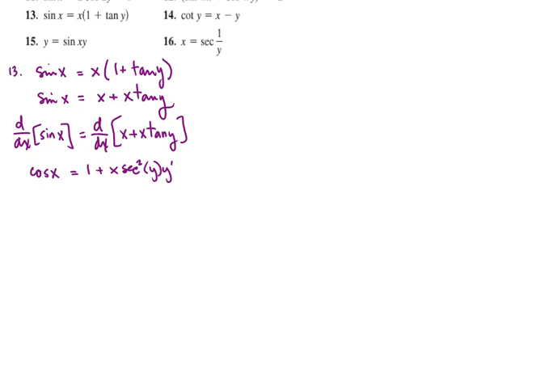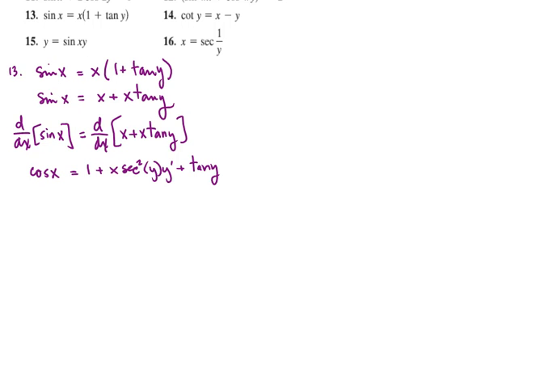Now I'm going to put the first y in parentheses just to highlight the fact that the y prime is not part of the secant square of y. It's y prime times the secant square of y. So again, that was just the first times the derivative of the second plus the second, tangent of y, times the derivative of the first. Derivative of x is just 1, and so that doesn't change it at all.